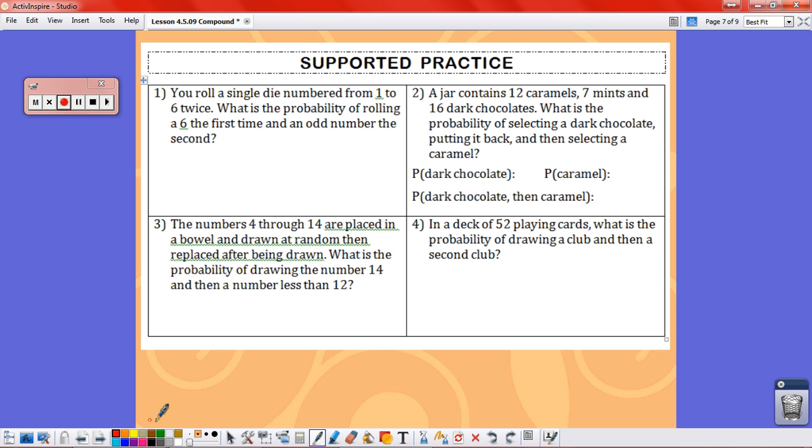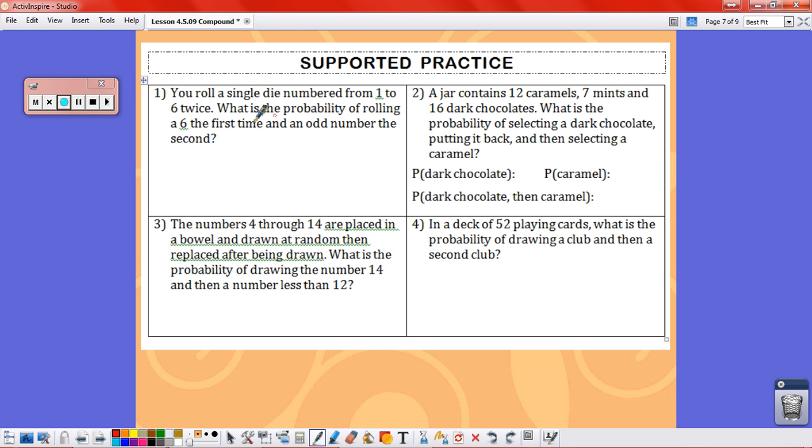And we're going to do some practice. This is the supported practice. We do this together. You roll a single die numbered from 1 to 6 twice. What is the probability of rolling a 6 the first time and an odd number the second time? So this is essentially the same thing we just did.